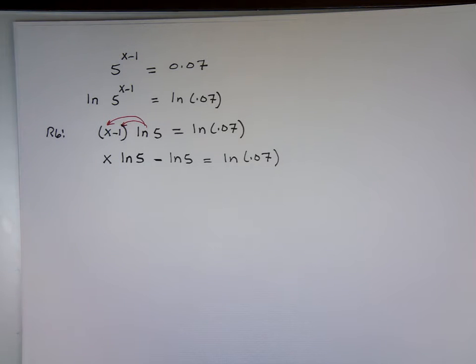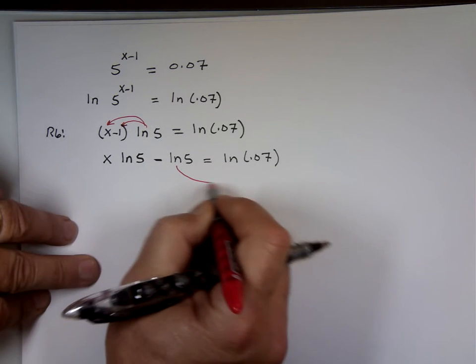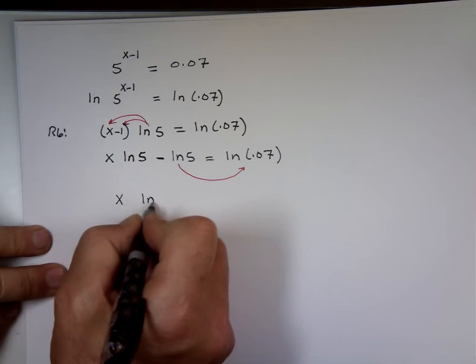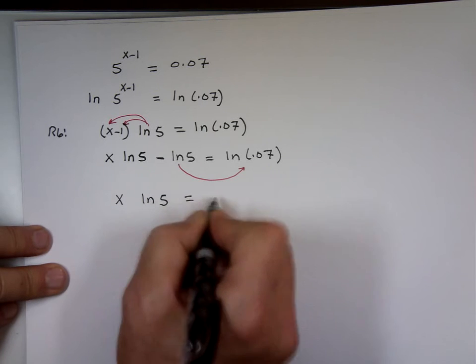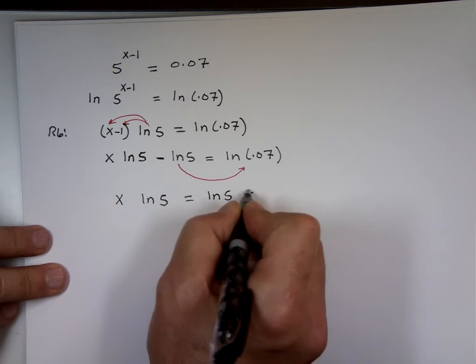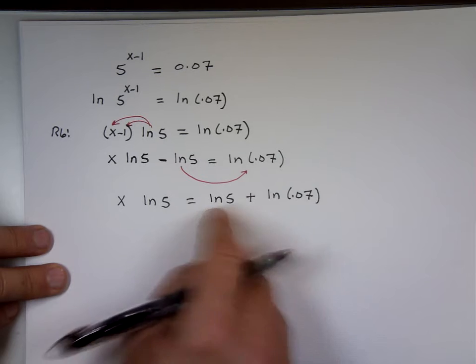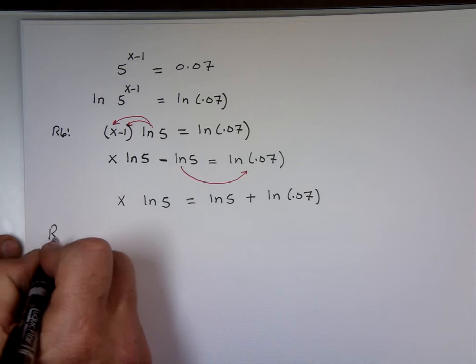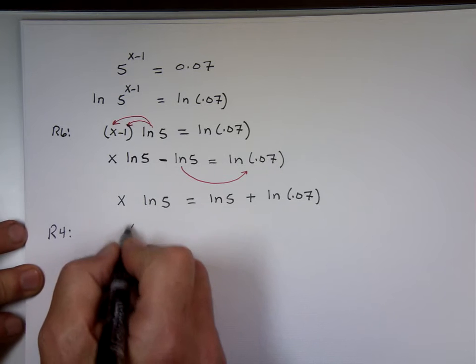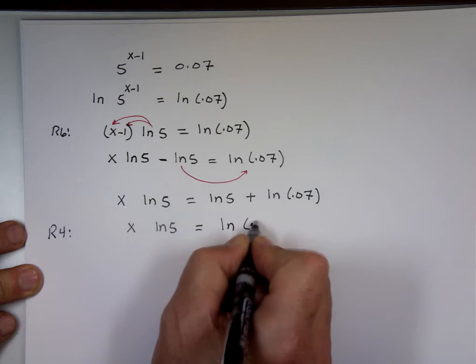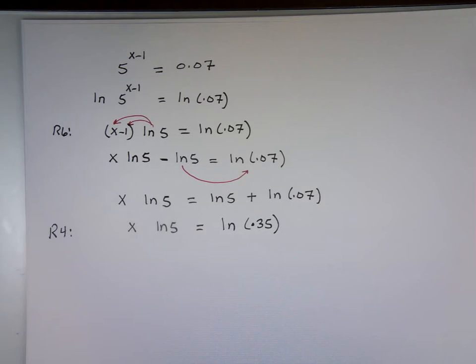If you want to solve for x, you move everything that doesn't have x in it to the other side. So the natural log of 5 has to go there, and that becomes plus natural log of 5 plus the natural log of what? 0.07. Now notice that's addition. Addition used to be what? That's rule number 4. That used to be multiplication, because you have addition.